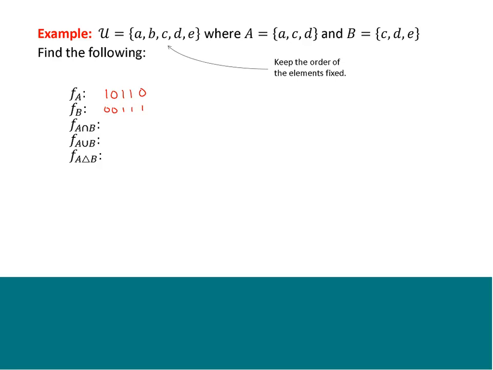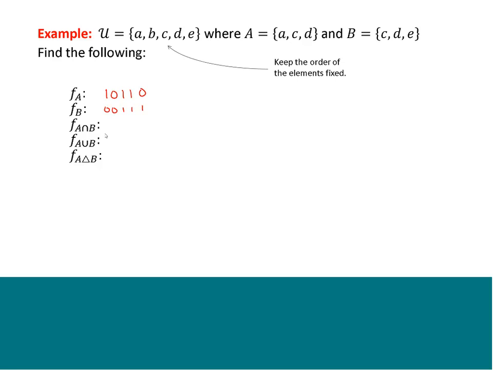Now, the nice thing about encoding your sets as these binary strings or these finite binary sequences is you can use them to find your intersections, unions, symmetric differences, etc. Okay? So remember here, if you're looking at the intersection of A and B, you are looking for elements that are in both the set A as well as the set B.